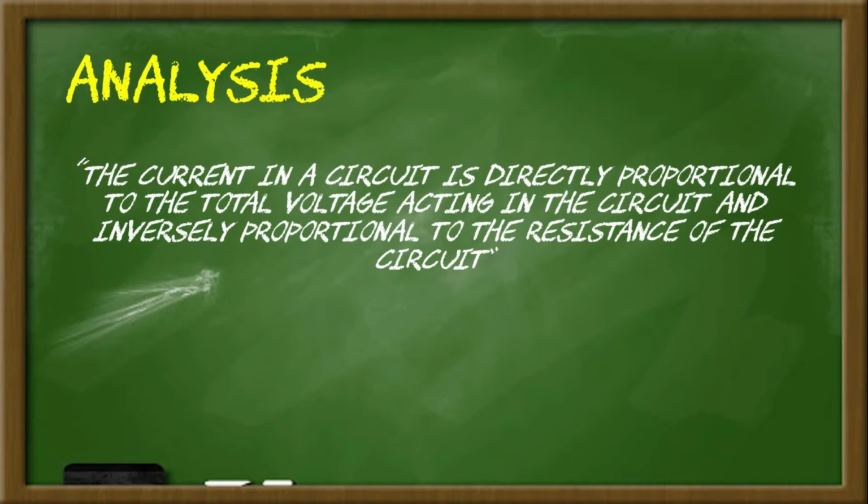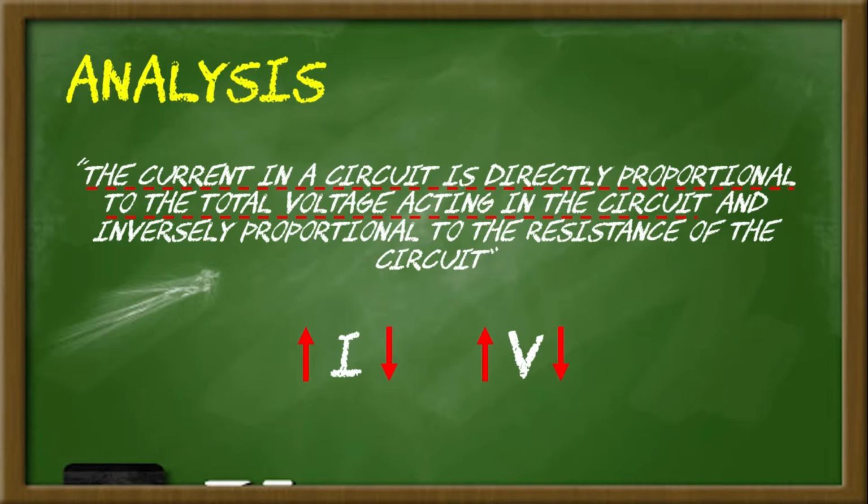Now, let us analyze the given statement in your activity. Let us read. The current in a circuit is directly proportional to the total voltage acting in the circuit and inversely proportional to the total resistance of the circuit. The meaning of the current in a circuit is directly proportional to the total voltage acting in the circuit is when the current increases, the voltage also increases. And when the current decreases, the voltage also decreases.